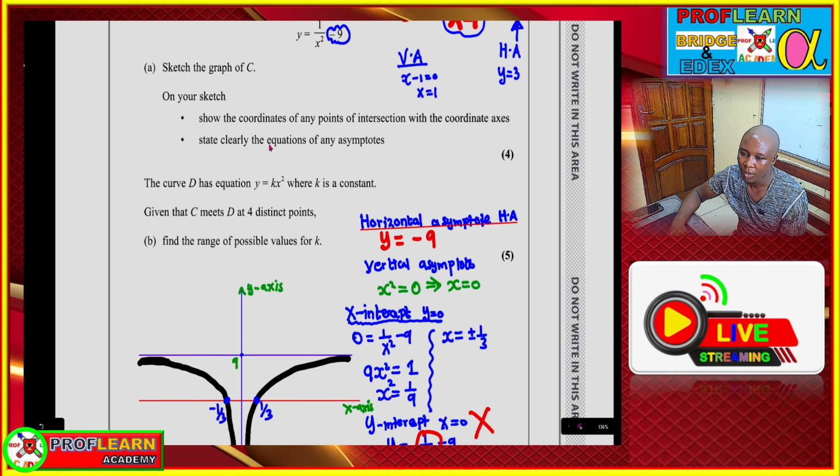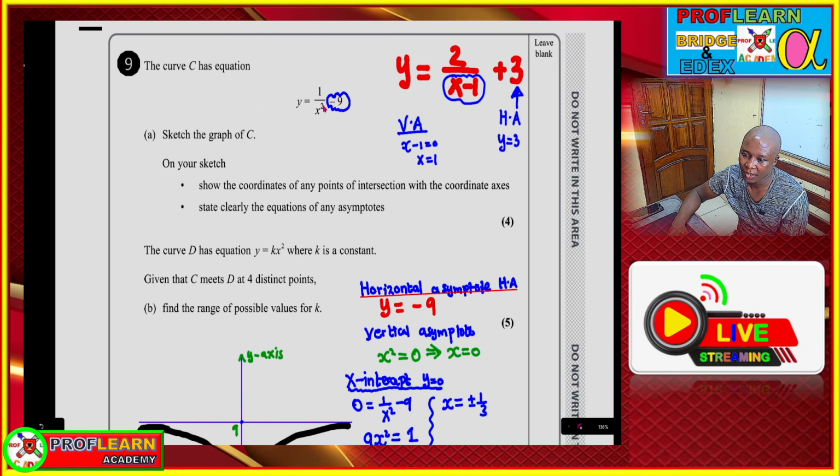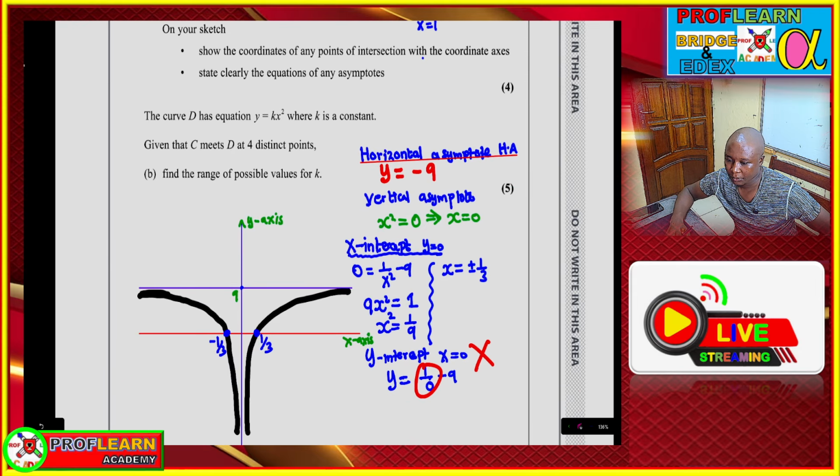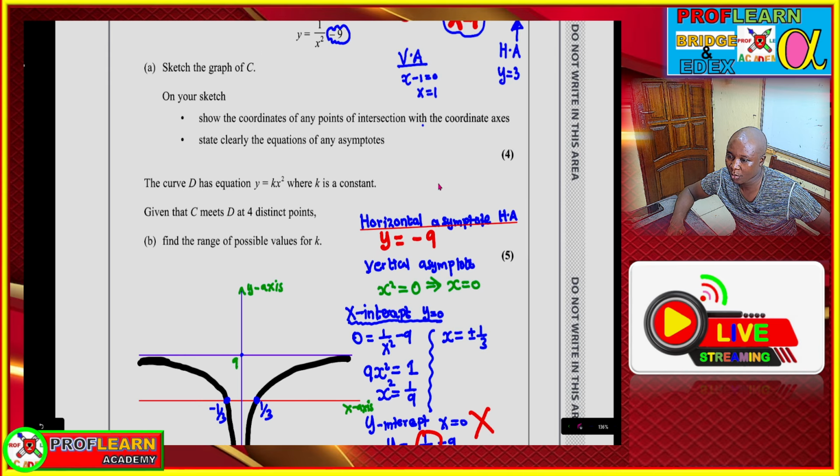Now let's go to this question. You are given this curve and then they are asking you to sketch. But for you to sketch, you need the asymptotes and you need the intercepts. So which means that for us to comfortably work out the horizontal asymptote, we have said we are going to pick it from this point. It will be y equals -9.